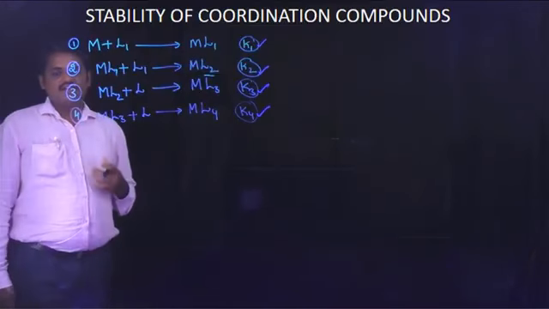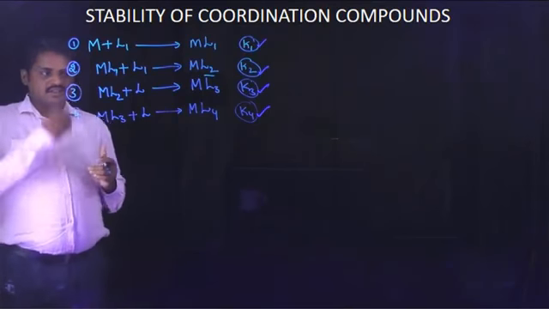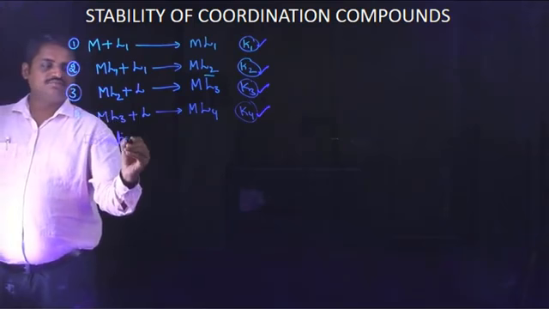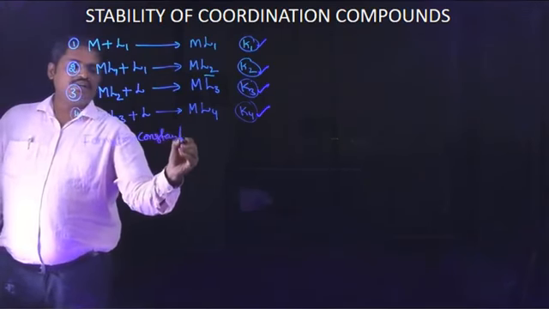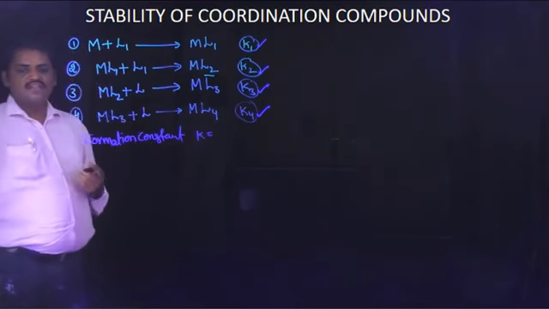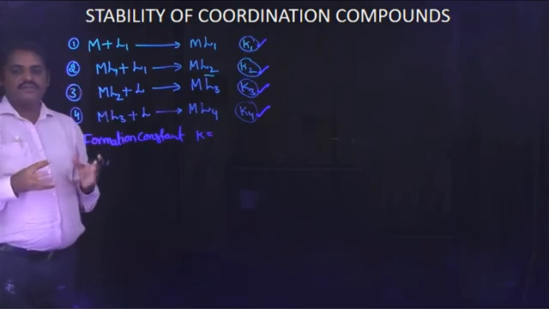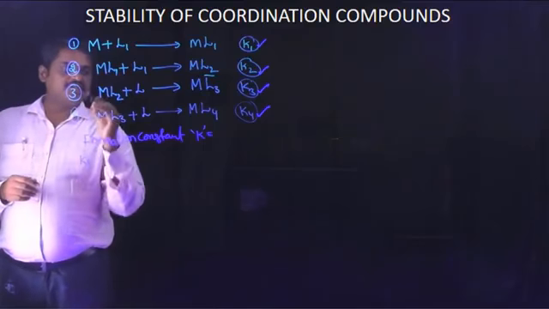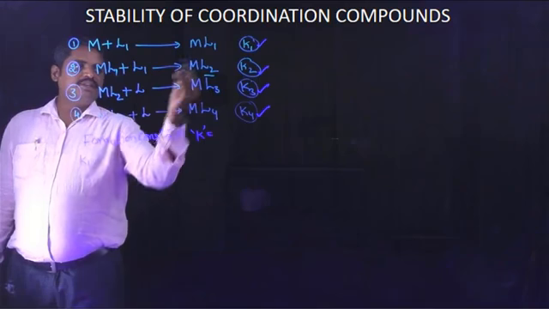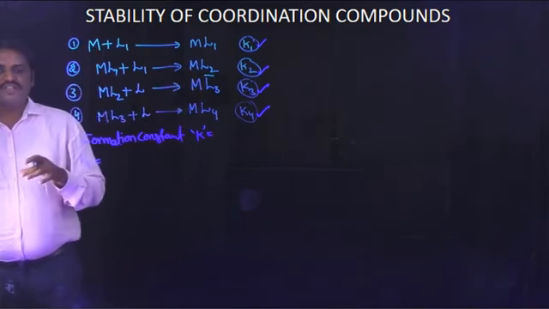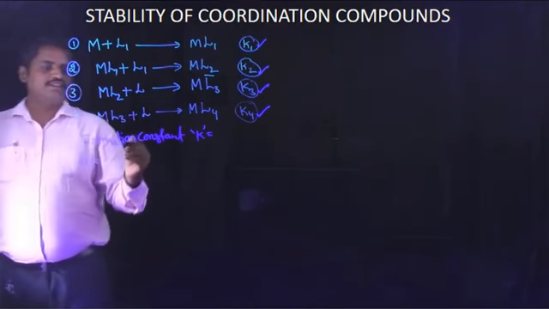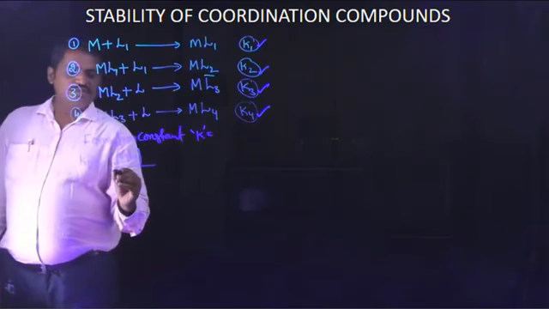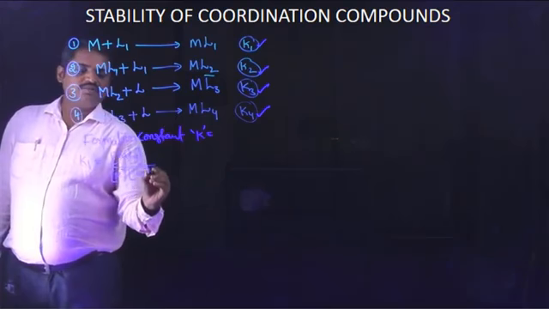So for the formation of the tetrahedral complex, our aim is to calculate the formation constant, expressed as the symbol K. For example, K1 is the equilibrium constant, and according to the law of mass action, it is the concentration of products divided by the concentration of reactants: the concentration of ML1 divided by the concentration of M into the concentration of L1.